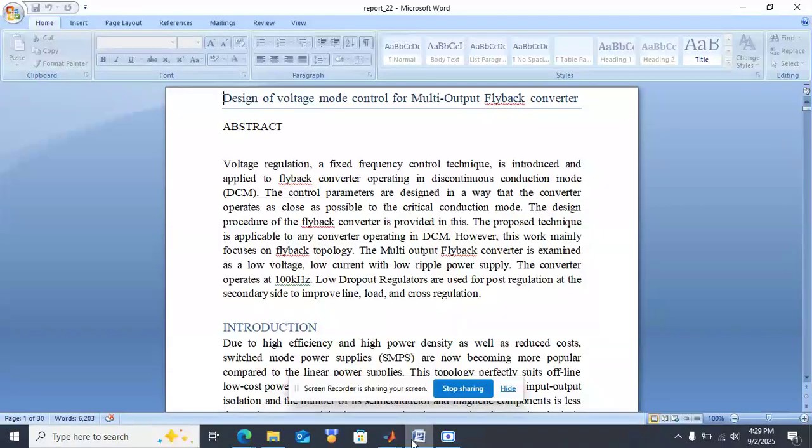Because when we control the voltage of one load, the other loads will be controlled automatically by the turns ratio. If we provide 1 is to 5, 1 is to 10, 1 is to 15 as the coupled inductor ratio, and we control any one of the load voltages, we can control the other two voltages automatically.